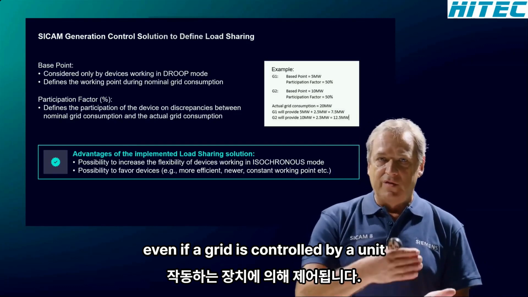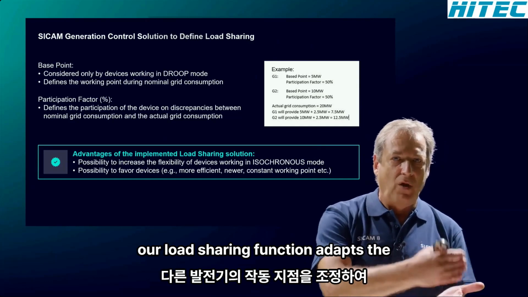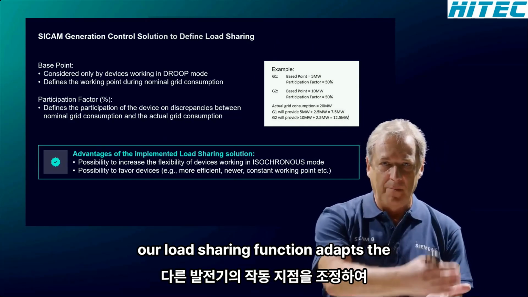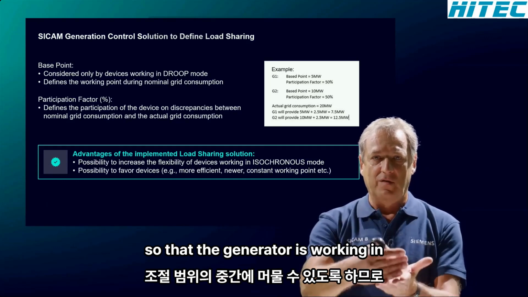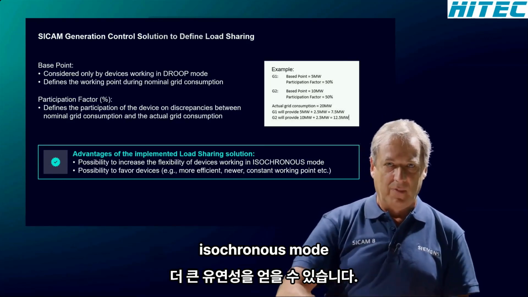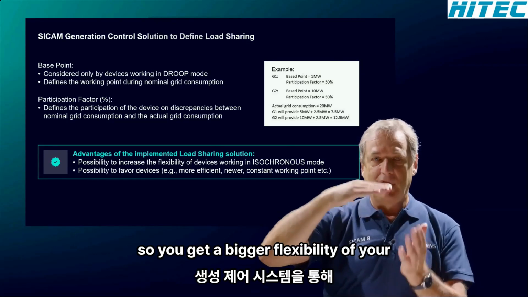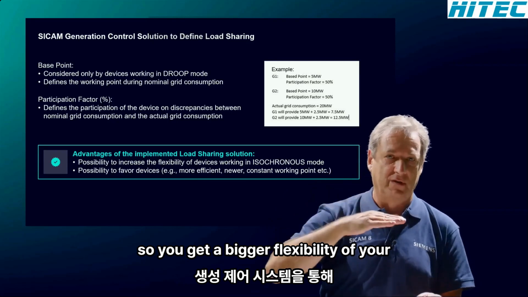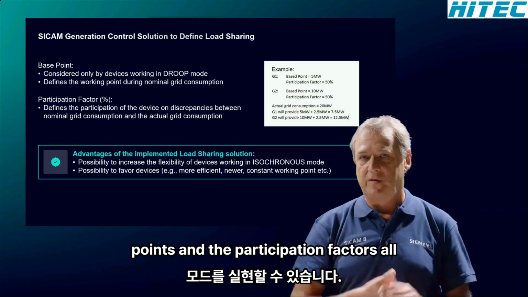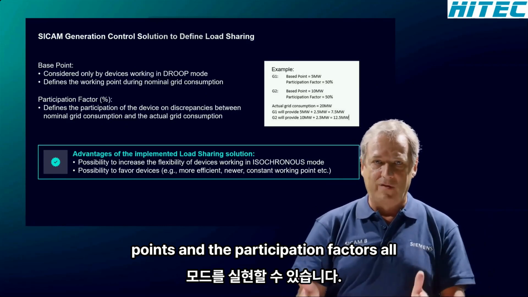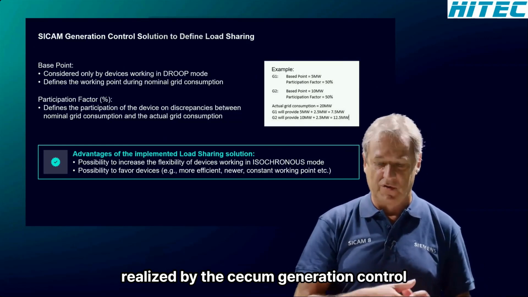Even if a grid is controlled by a unit working in isochronous mode, our load sharing function adapts the working points of the other generators so that the generator working in isochronous mode can stay in the middle of its regulating range. So you get a bigger flexibility of your grid. By considering the base points and the participation factors, all kinds of desired working modes can be realized by the SICAM generation control system.